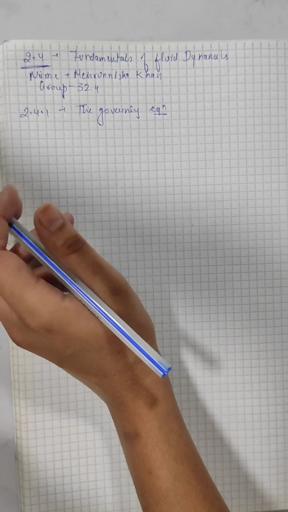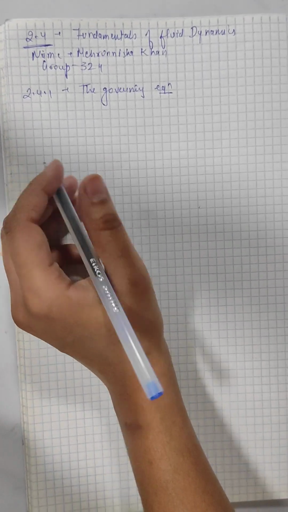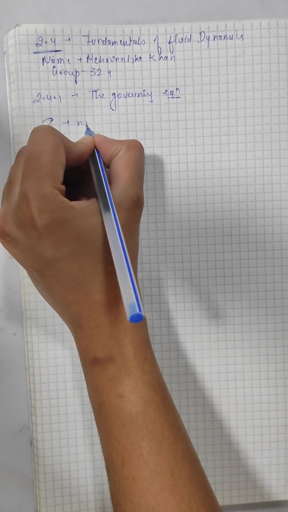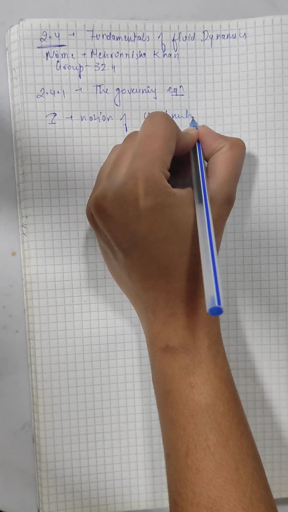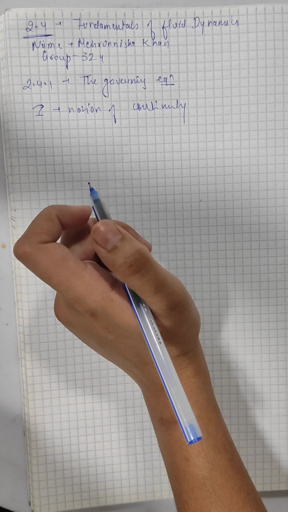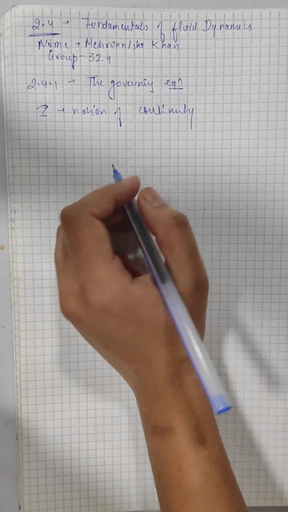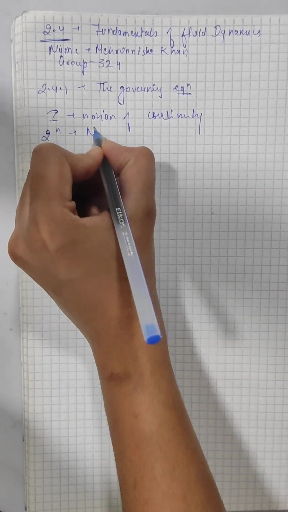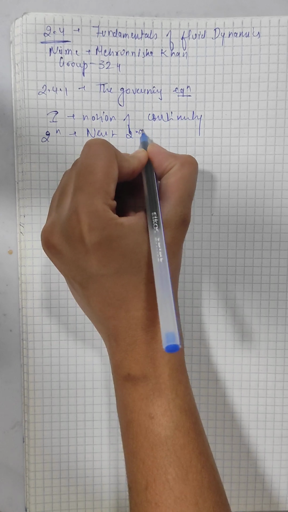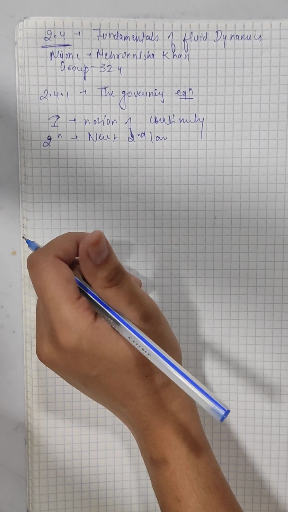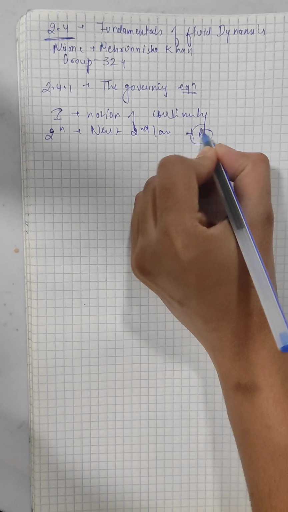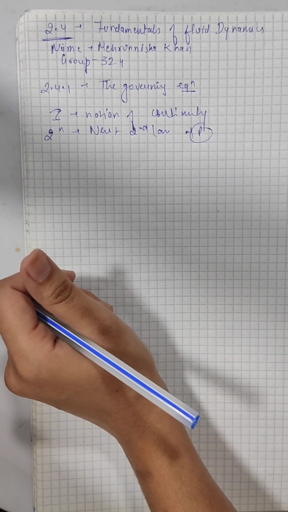The first equation appeals to the notion of continuity, and the second equation is an expression of Newton's second law, relating the force or stress on the element to the momentum flux into and out of the control volume.